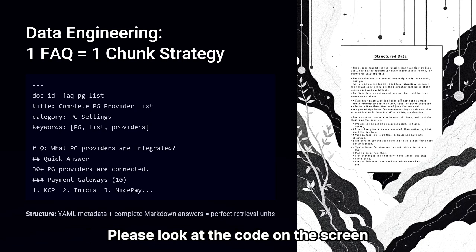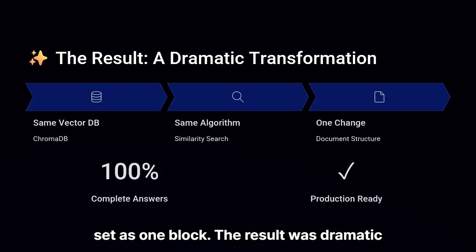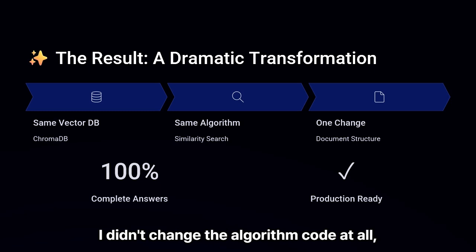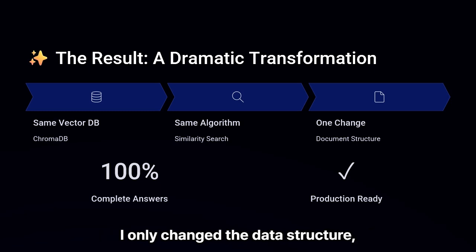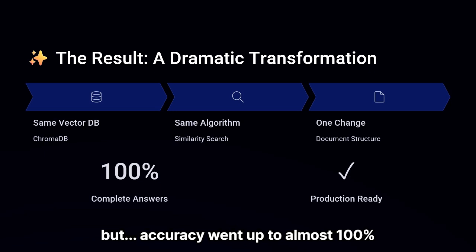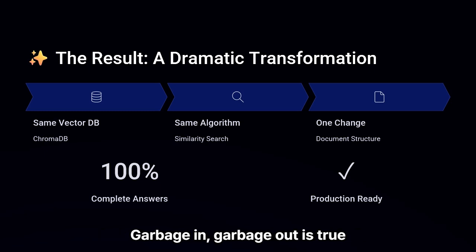Please look at the code on the screen. I used the metadata for filtering, and I embedded the full Q&A set as one block. The result was dramatic. I didn't change the algorithm code at all. I only changed the data structure, but accuracy went up to almost 100%. Garbage in, garbage out is true.